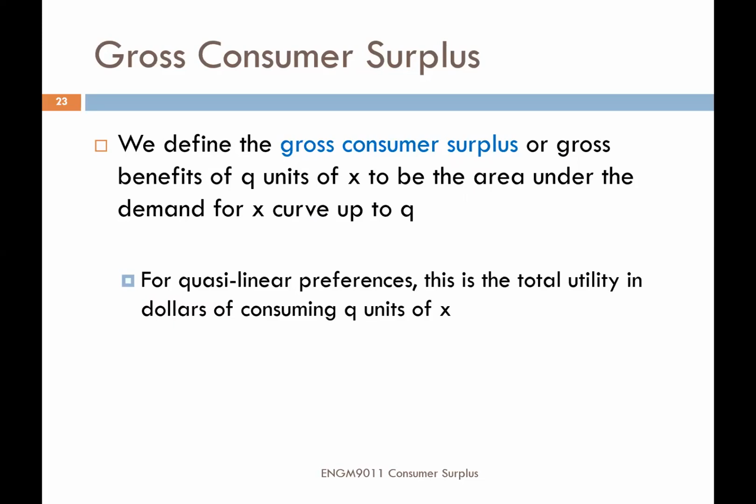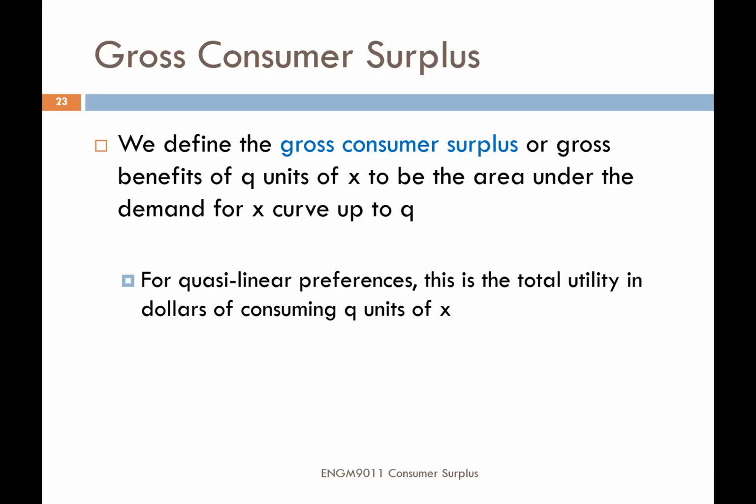But I want to start off with gross. So gross consumer surplus is that area underneath the demand curve from x equals 0 up to the number of units that you consume. We call that Q here. So from x equals 0 to x equals Q, the area underneath the demand curve, that's going to be the gross consumer surplus, right? That's our measure of the total utility you get from consuming X, right? If it's quasi-linear utility, it's the exact measure of the total utility.